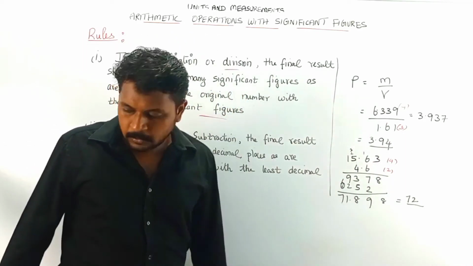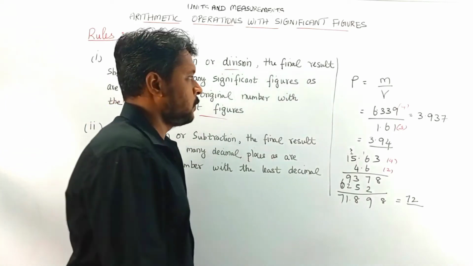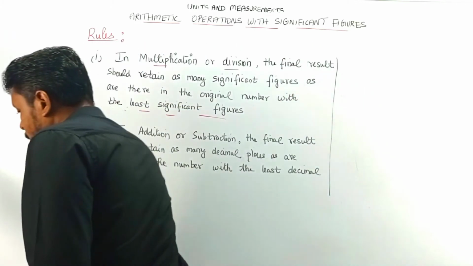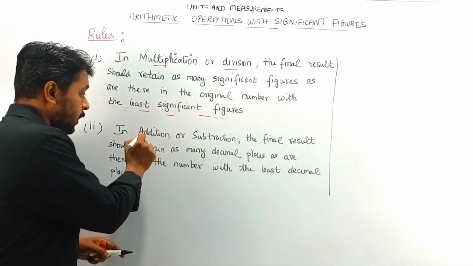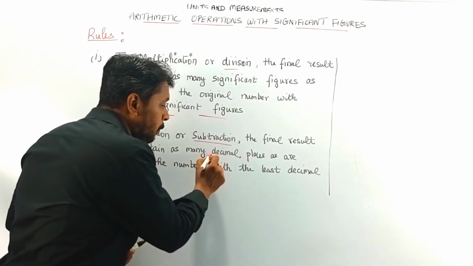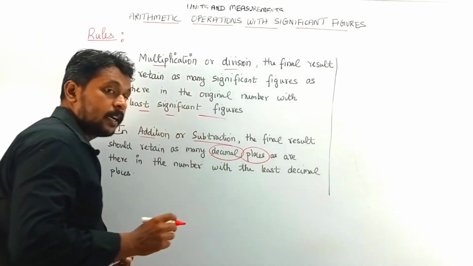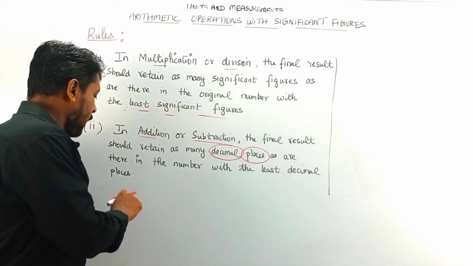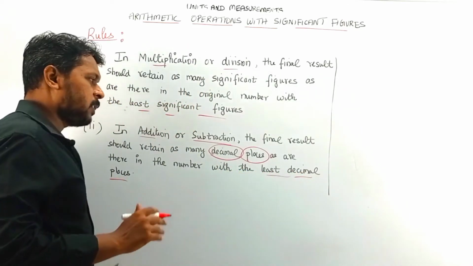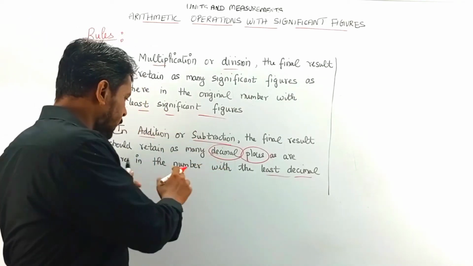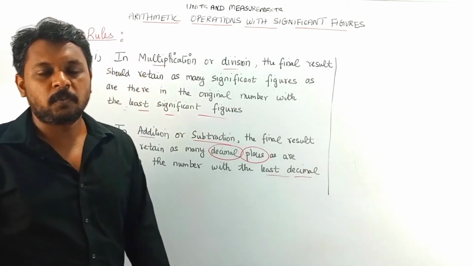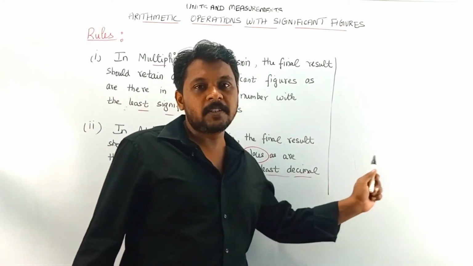Let's do examples for addition and subtraction. Let's see what the rule is. In case of addition or subtraction, the final result should retain as many decimal places, not significant figures, as the number with the least decimal places. Among the given numbers, we have to take the least decimal places, and the result should be displayed with that.